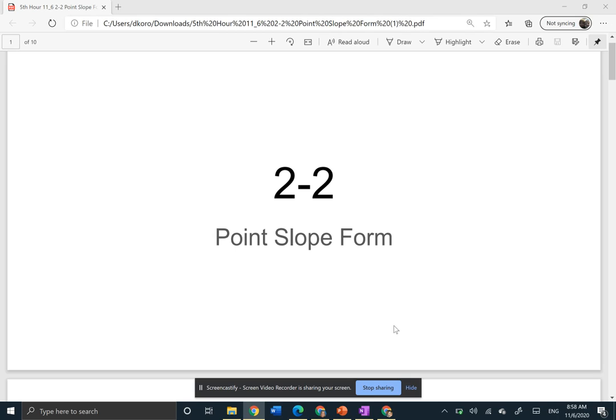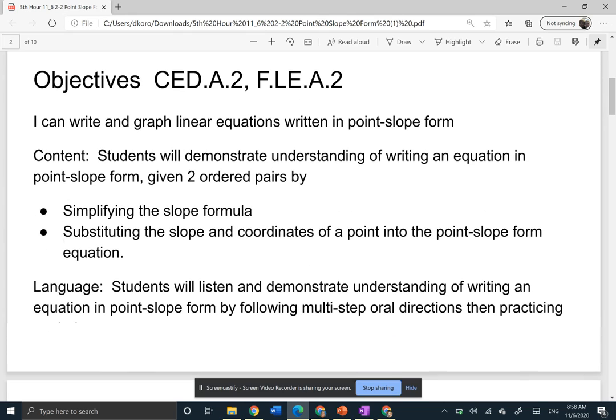Okay, this is topic 2, lesson 2, which is about point slope form. All right, let us begin. So our objectives today are: I can write and graph linear equations written in point slope form. Our content objectives are students will demonstrate understanding of writing an equation in point slope form given two ordered pairs by simplifying the slope formula, substituting the slope and coordinates of a point into the point slope form equation.